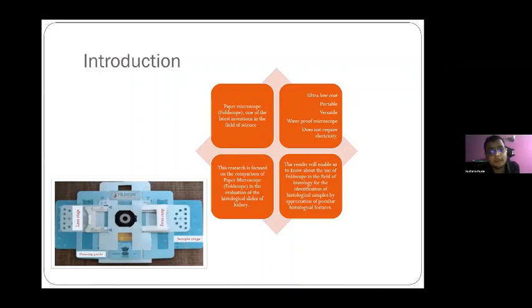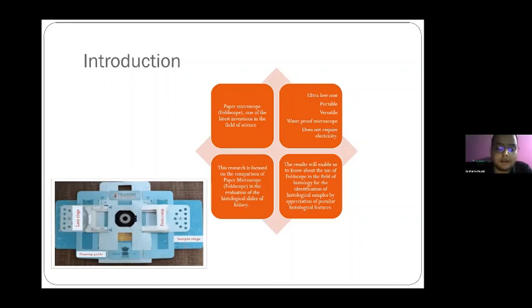First of all, let us talk about foldscope. What is a foldscope? It is a paper microscope that is made from paper, which is based on the origami Japanese method of paper folding, and it is one of the latest inventions in the field of science. That was invented by Dr. Manu Prakash in Stanford University. It is an ultra low cost and portable device. It is versatile and it is also waterproof and does not require electricity for its working.